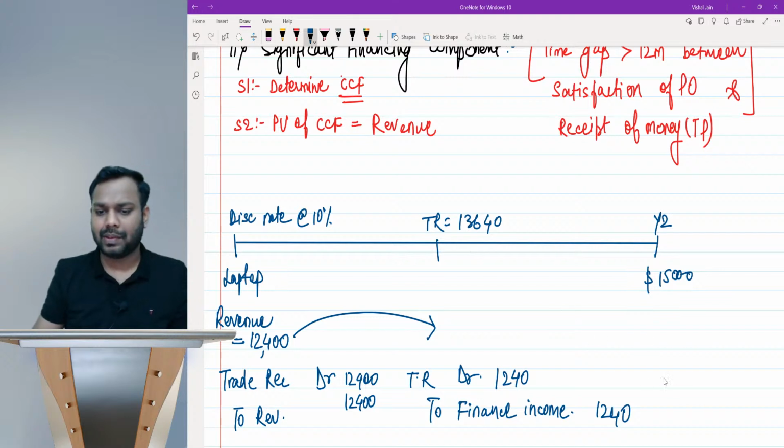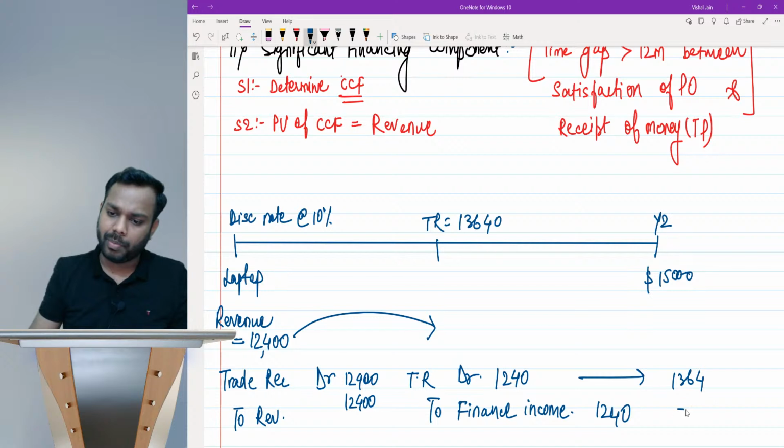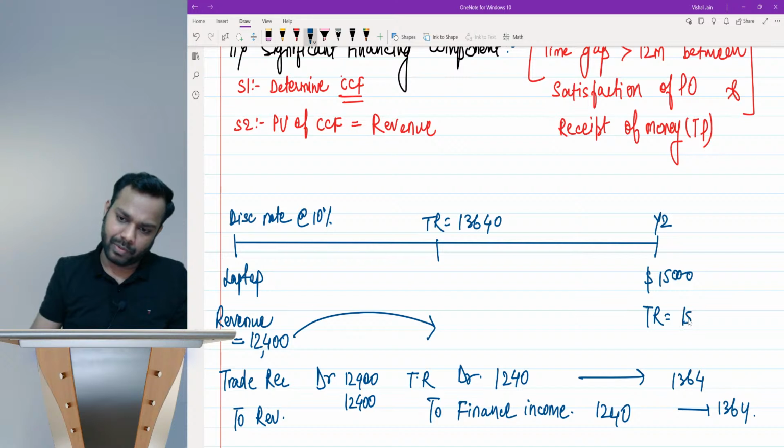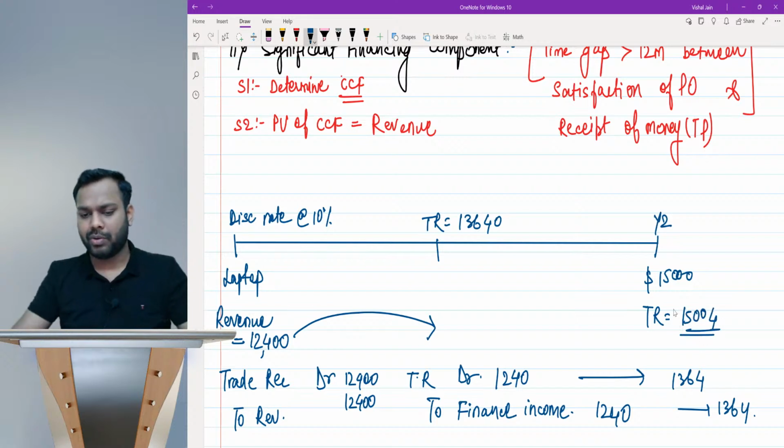Right? Now again the same entry will be passed here, but the amount will be 1364. Now what is the amount of trade receivables on this date? Trade receivables become how much? Plus 1364 is 15,004. This $4 is coming on account of rounding error.